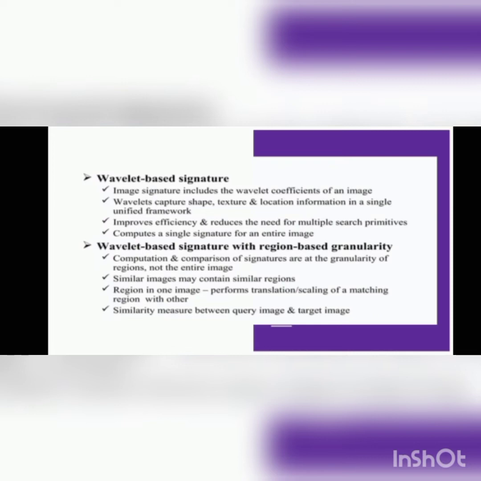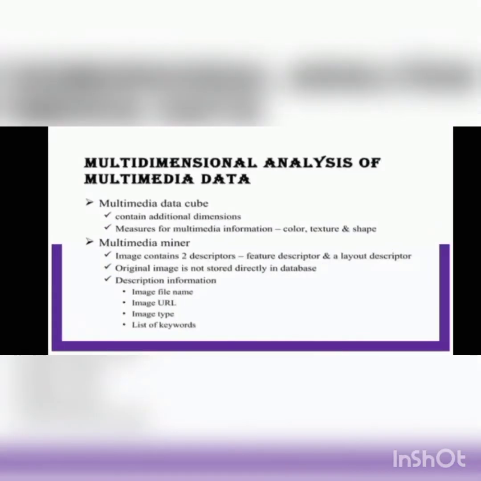Then wavelet based signature with region based granularity. In this approach, the computation and comparison of signatures are at the granularity of regions and not the entire image. Similar images may contain similar regions, but a region in one image could be a translation or scaling of a matching region in the other. It also computes and compares signatures at the granularity of regions and not the entire image.